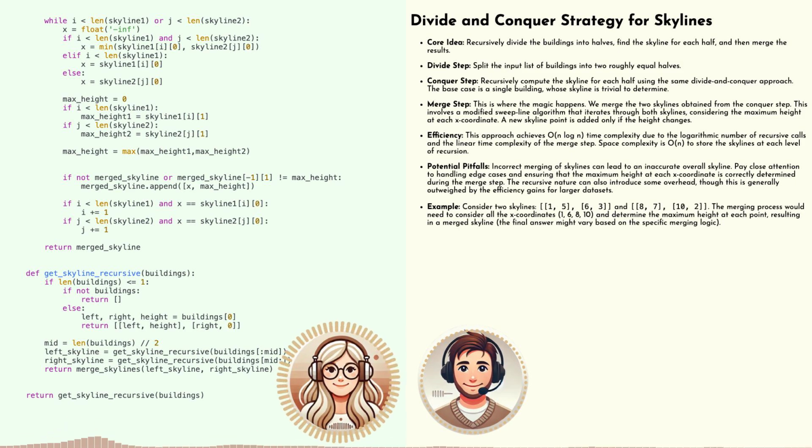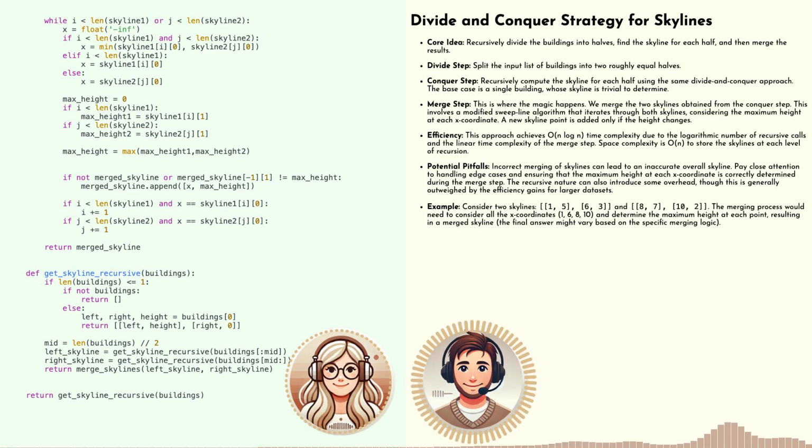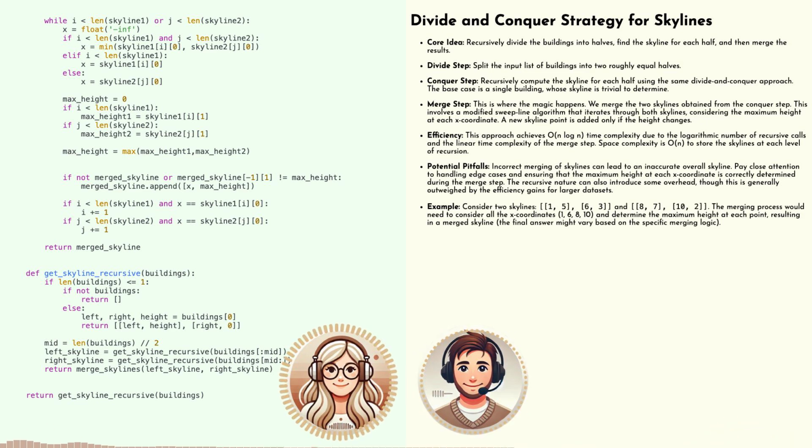You're right. We can't just arbitrarily split the city itself, but we can recursively divide the list of buildings. Think of it like splitting a deck of cards in half, then in half again, and so on. Okay, so we keep dividing the list until we get down to individual buildings. I see where you're going with this. A single building skyline is easy. It's just a rectangle. Exactly. That's our base case.